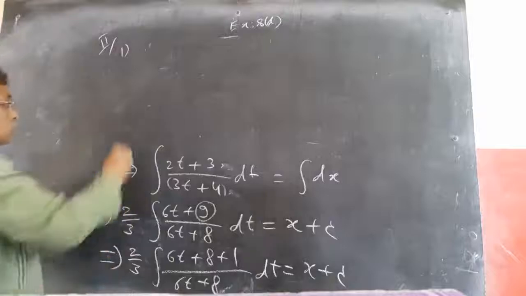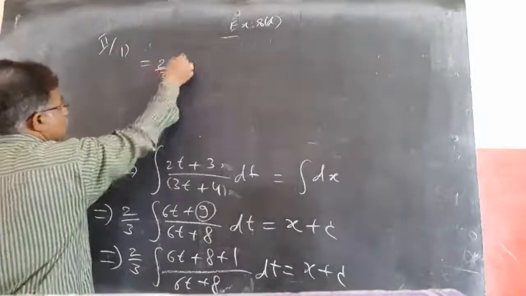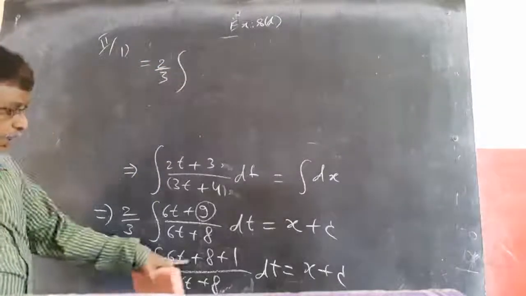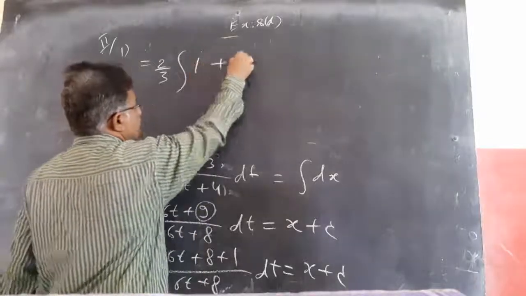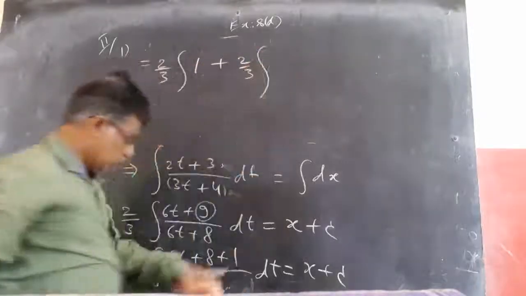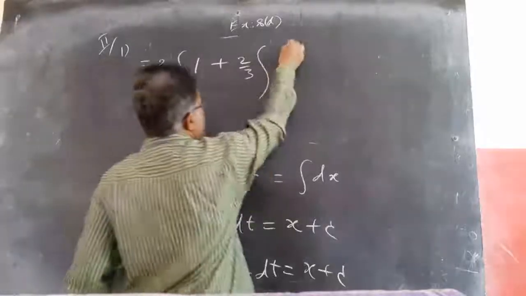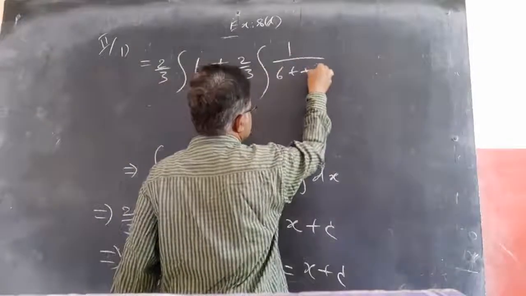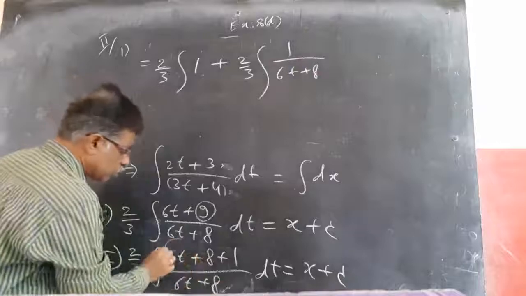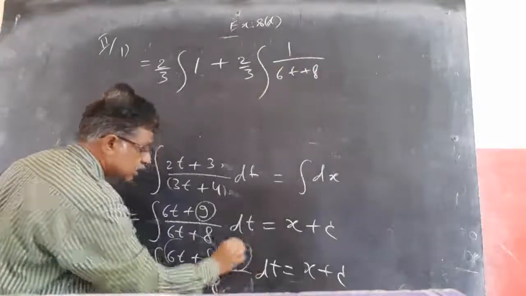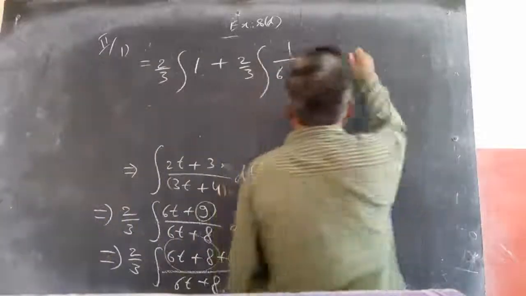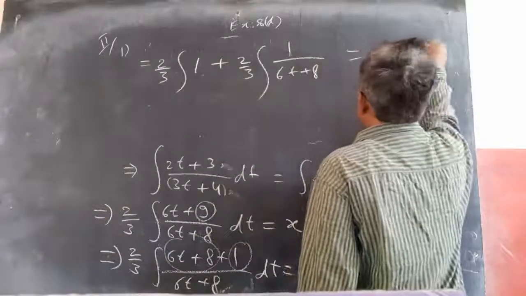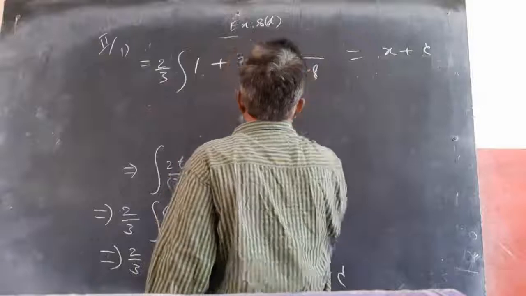So this is equal to 2 by 3 into integral of (6x+8)/(6x+8), plus 2 by 3 into 1 by (6x+8), I am splitting into two parts. This is one part, this one part. This by this is 1, and 1 by this as this. Equal to x plus c.